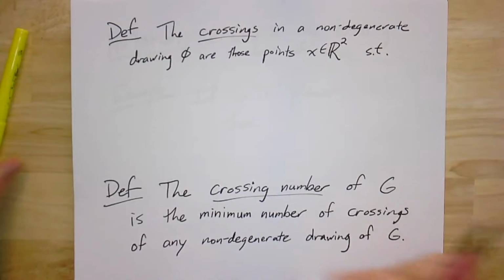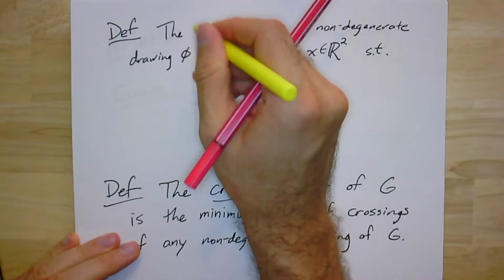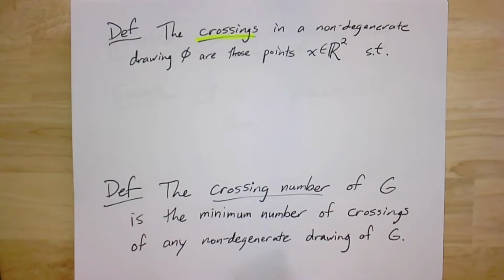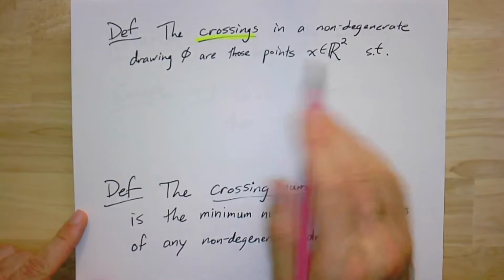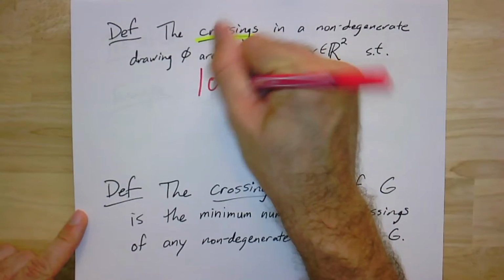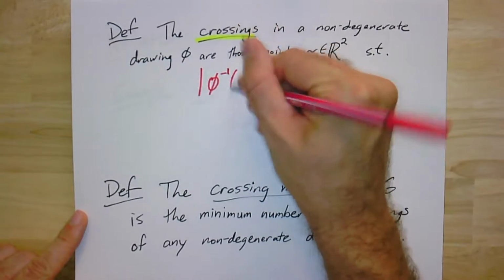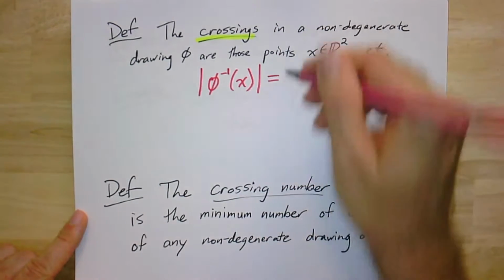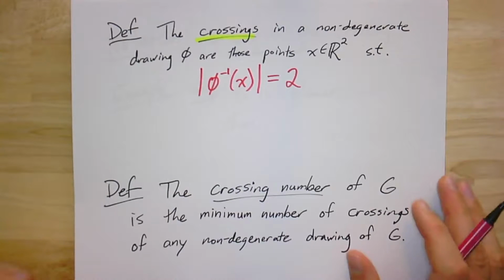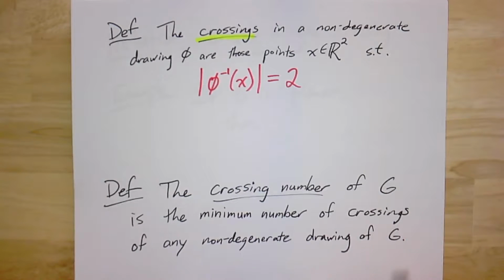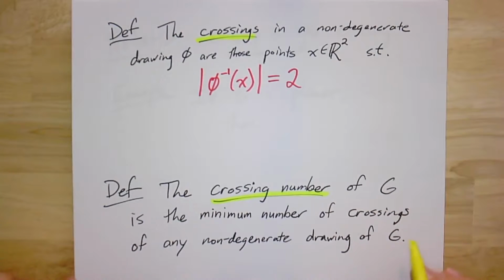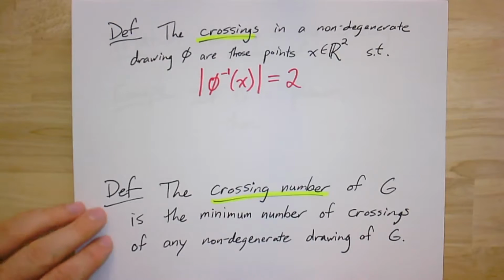All right. So the crossings, we can say what a crossing really is now in a non-degenerate drawing, are those points x such that the preimage contained more than 1 point. Right, and because it's a non-degenerate drawing, we know that it's exactly 2. And the crossing number of G is the minimum number of crossings of any non-degenerate drawing of G.